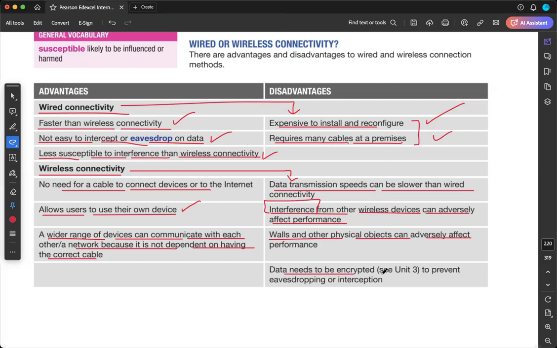Data needs to be encrypted to prevent eavesdropping or interception. Yes. So this is the point that the data can be easily intercepted with the help of an antenna. With the help of a laptop, you connect and you can take the signals, and this is a problem.